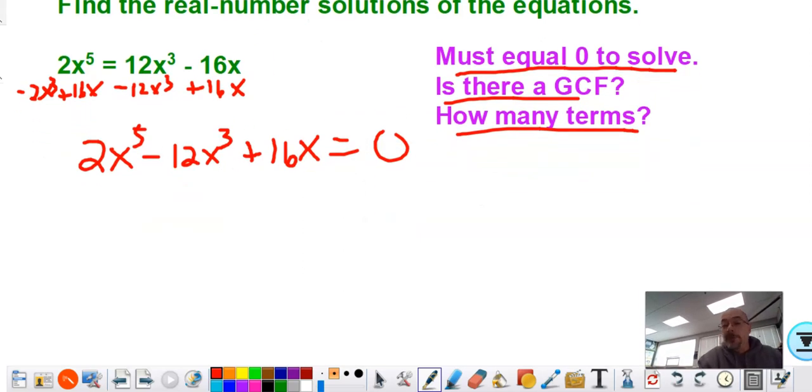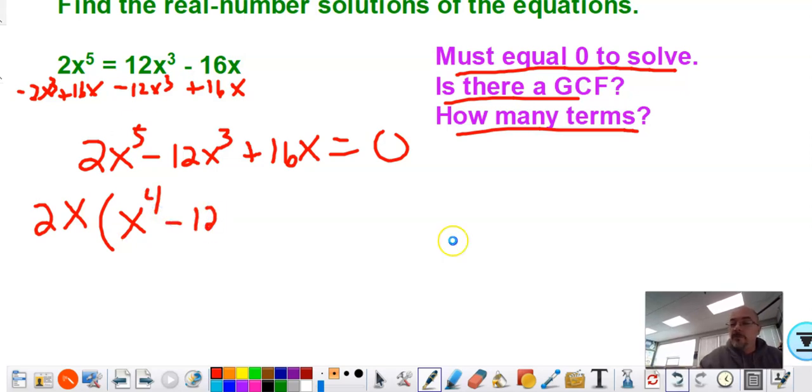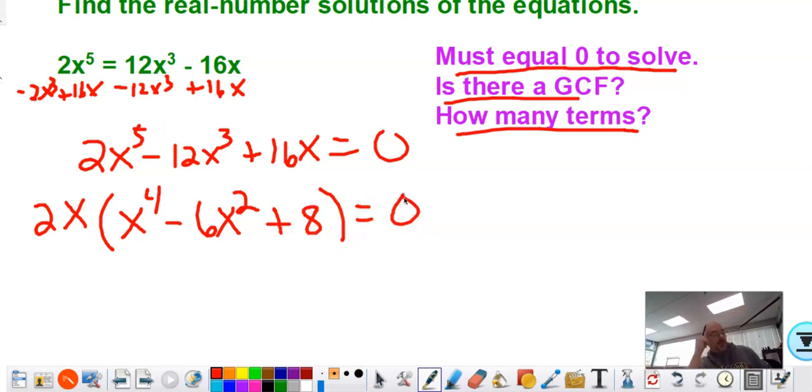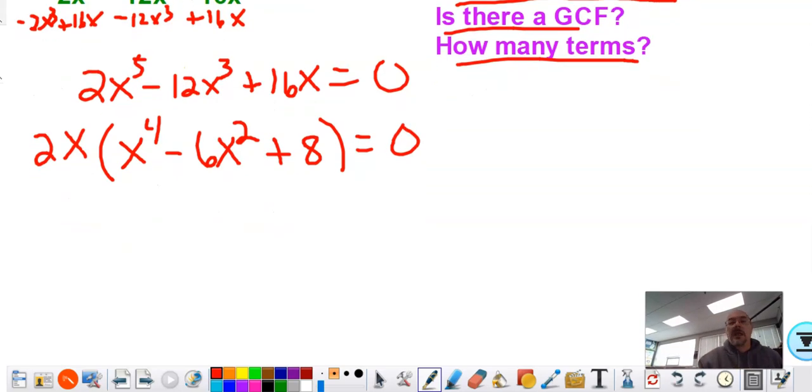All right, now pull out the GCF. The GCF is going to be x. Oh, and a 2. So hold on, I got to pull out a 2. 2x. When I pull out the 2x, I'm left with x to the fourth minus, nope, not 12, minus 6x squared plus 8. Okay, let me double check, make sure I did that right. Yep, I did it right. Okay, not done factoring it yet though.